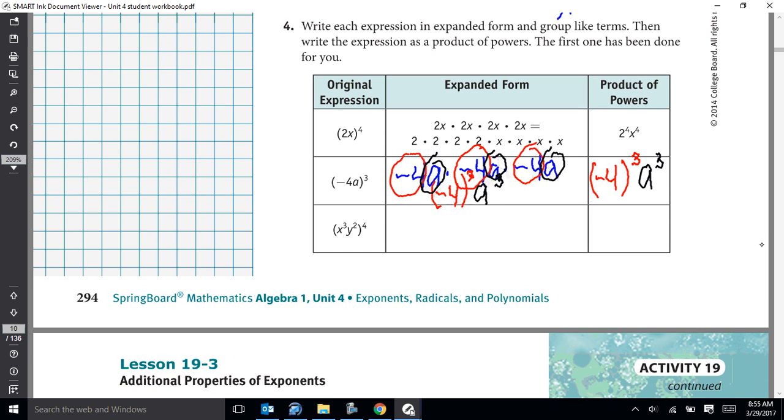All right, let's do this last one. So here, what do we have going on? We have 2 letters on the inside, 2 variables, and everything's being raised to the 4th power, right? So we have x to the 3rd times y squared, and that whole quantity to the 4th power. So how are we going to write that?